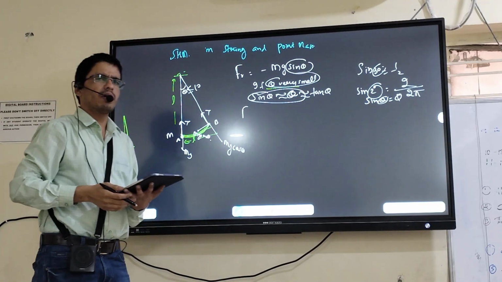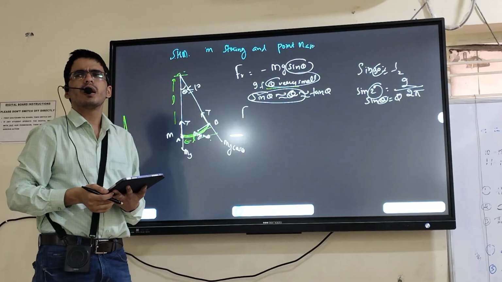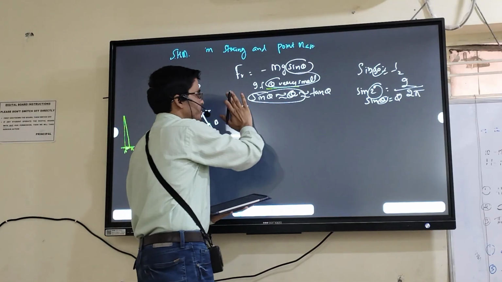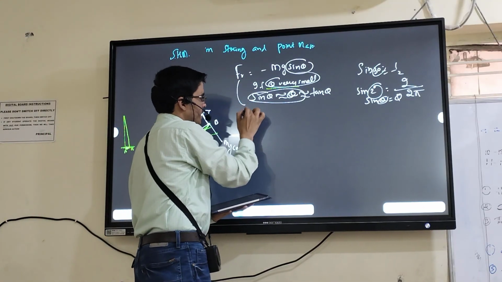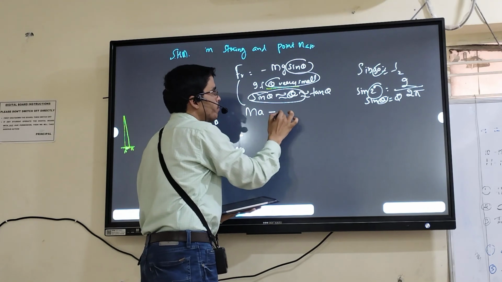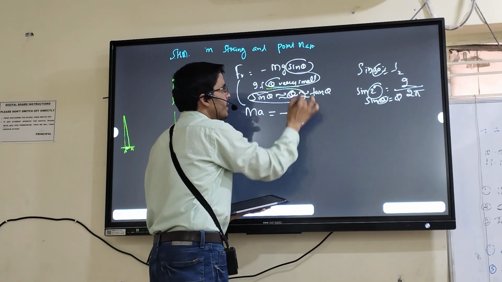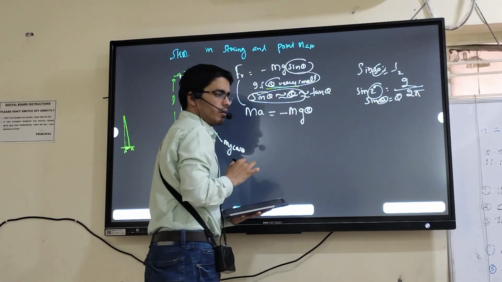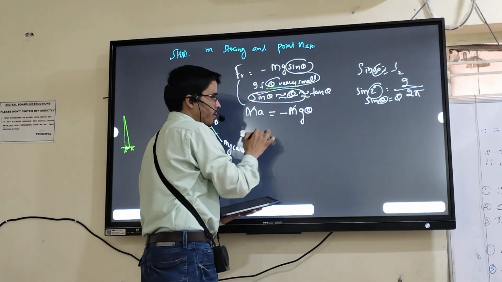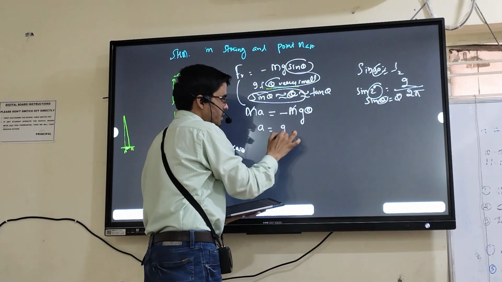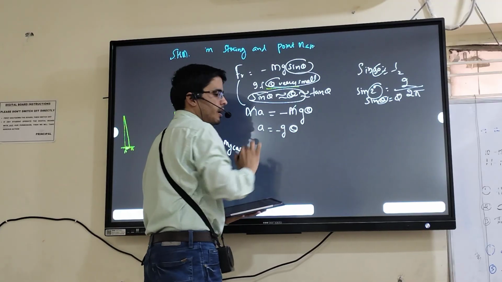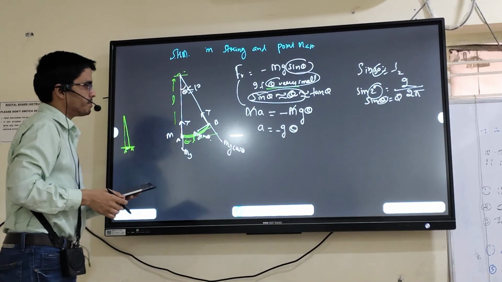What is the force formula? Force equals MA. So you can write mass into acceleration equals minus mg theta. Very good. This m cancels out now. A is minus g theta. First write this.